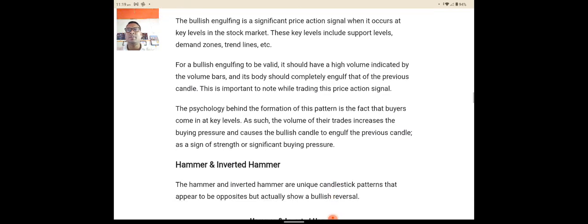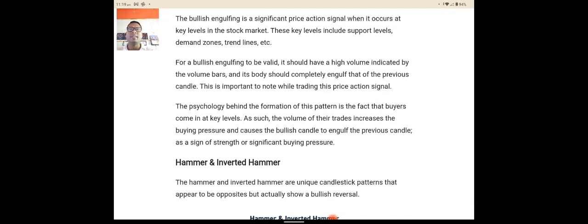For a bullish engulfing to be valid, it should have a high volume indicated by the volume bars, and its body should completely engulf that of the previous candle. This is important to note while trading these price actions.